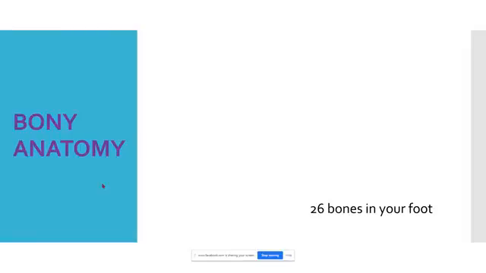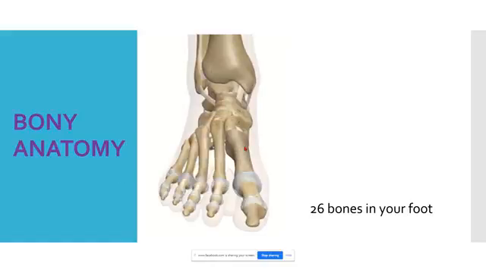So to get started, we'll go over some very basic anatomy. We don't want to get too detailed here. We don't want to bore you guys, but it is important to have a basic understanding. First, we'll talk about the bony anatomy. I think most people are probably familiar with the two bones in your lower leg, right? You have your tibia and your fibula.